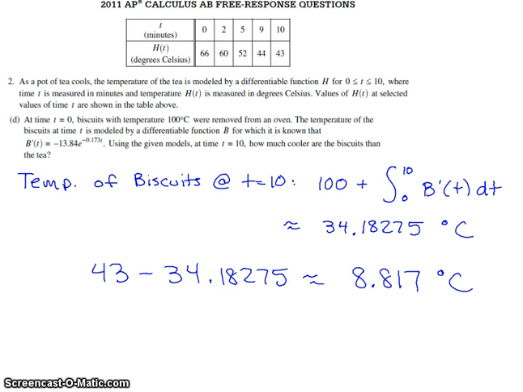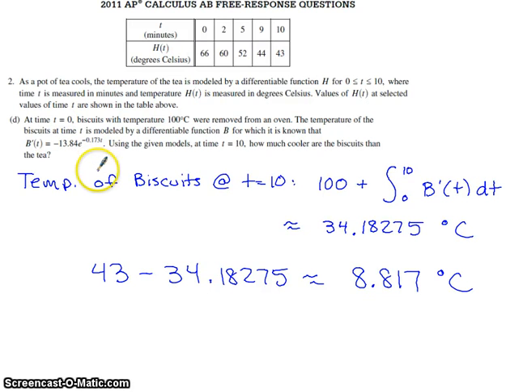And then the last part of this, we're told that biscuits are removed from the oven, initial temperature of 100 degrees right when they're removed. Temperature of the biscuits is going to be modeled by this function, but notice they didn't really give us the function B, they gave us its derivative, and we want to use the information we have here and this new model for the rate of change of the temperature of the biscuits to figure out how much cooler the biscuits are than the tea at t equals 10, so after 10 minutes.